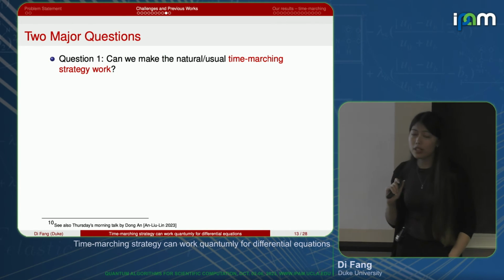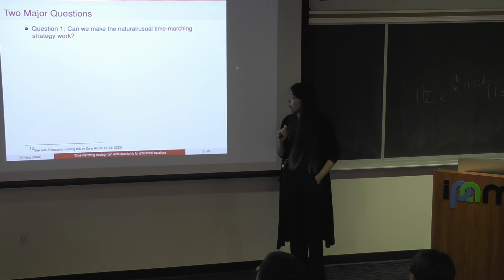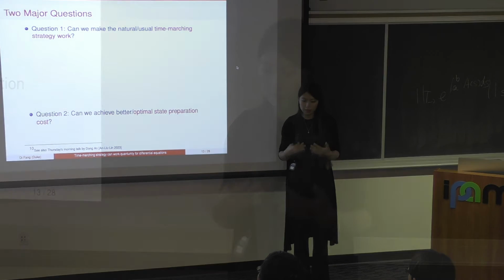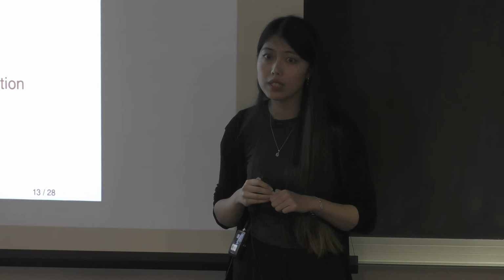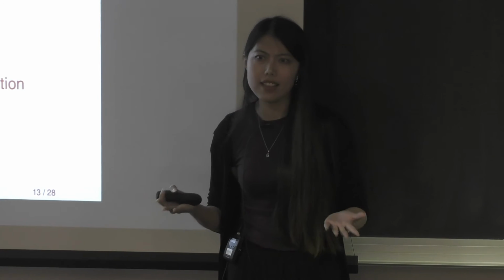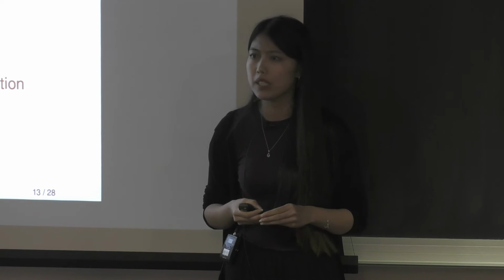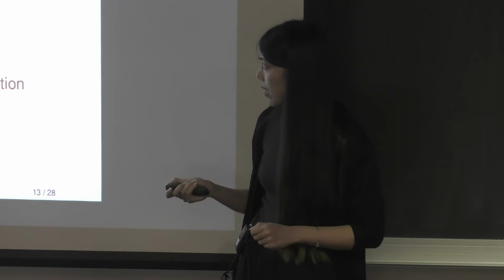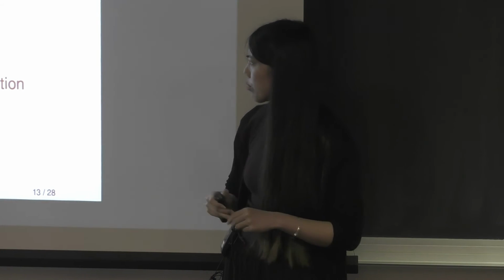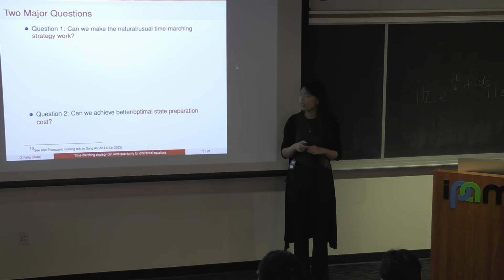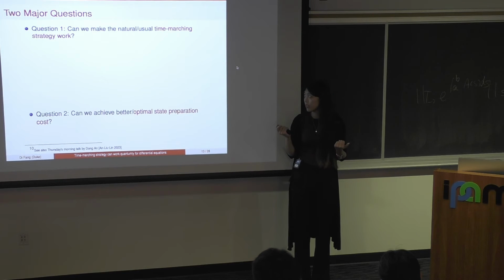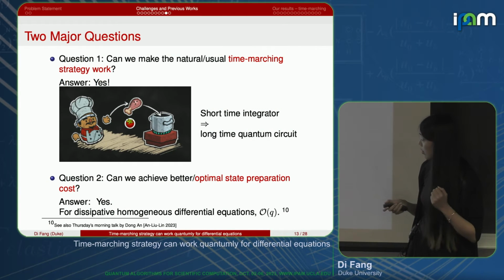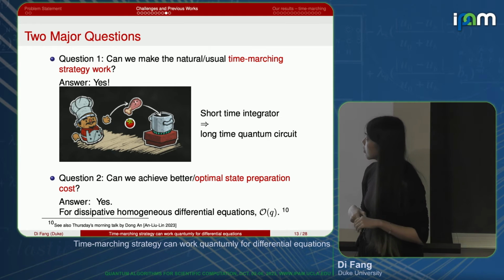All right. So now I can summarize the two questions that we would like to discuss. Number one, coming from my own classical numerical analysis viewpoint, isn't there a way that I can make the naive time marching strategy work? I really want to make the original time marching strategy work. The second is, if the problem has certain structures, can I get an improved state preparation cost? So these are the two questions. I can give you an answer right away before I dive into the technical details. Both answers turn out to be yes.